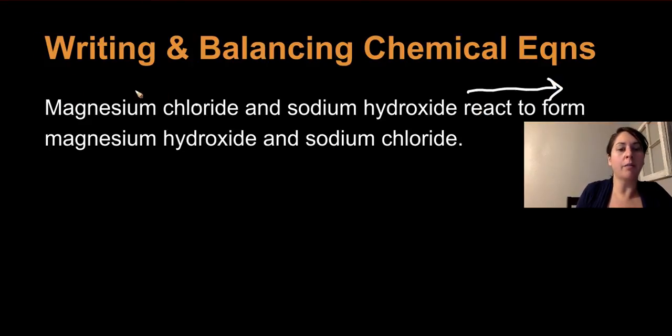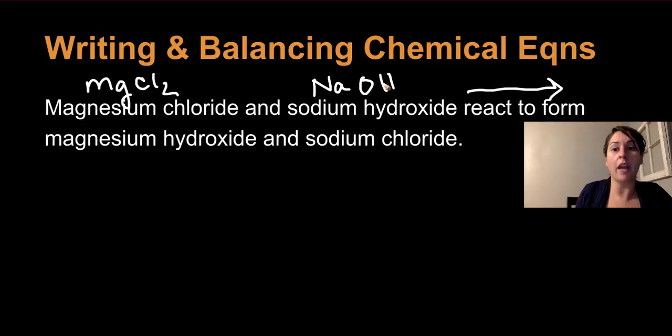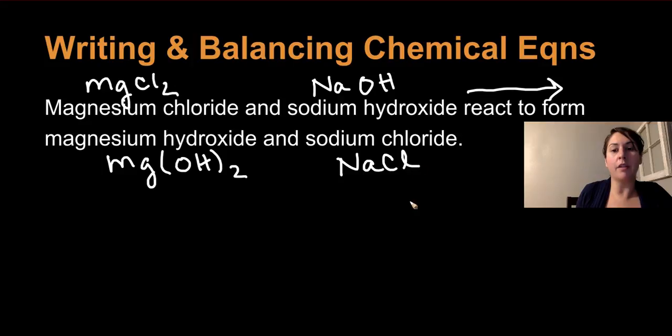Okay, and so magnesium chloride, if you remember, magnesium has a 2+ and chlorine has a 1-, so this is going to be MgCl2. Okay. Sodium hydroxide is going to be Na, and hydroxide, remember, is a polyatomic ion, so that's going to be OH. And they're going to form magnesium hydroxide, so Mg, and that OH has a -1 charge as well, so it's going to be OH in parentheses and the 2 on the outside, and then sodium chloride, which is just NaCl. So that's kind of my preliminary work.